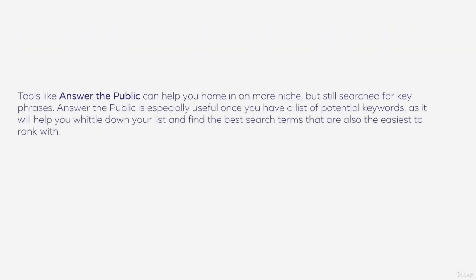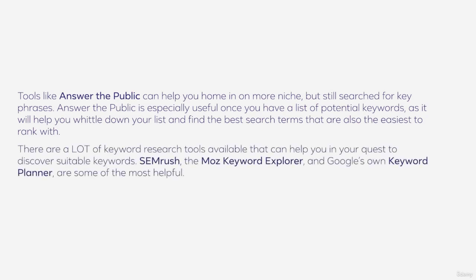Tools like Answer the Public can help you home in on more niche but still searched for key phrases. Answer the Public is especially useful once you have a list of potential keywords, as it will help you whittle down your list and find the best search terms that are also the easiest to rank with. There are a lot of keyword research tools available that can help you in your quest to discover suitable keywords. SEMrush, the Moz Keyword Explorer, and Google's own Keyword Planner are some of the most useful.